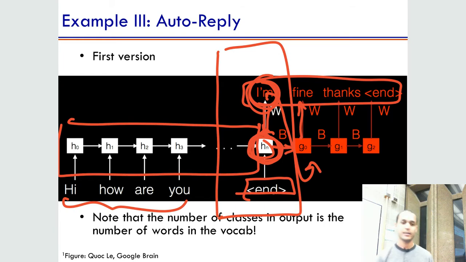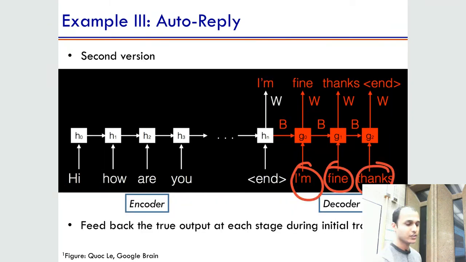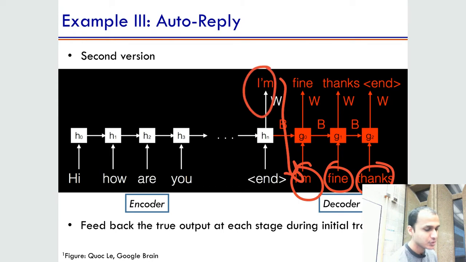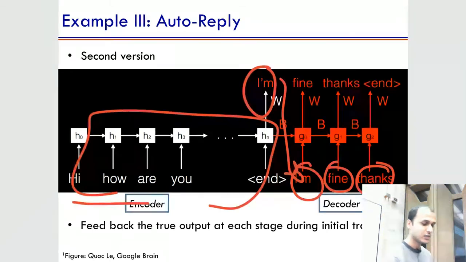But this is the standard, right? We saw it in image captioning. At least in training, we can give the true word itself, or given a distribution, sample a word, give it to the next copy, and generate the output. So that's the only difference. And as I said, this part is the encoder, and the part on the right is the decoder.